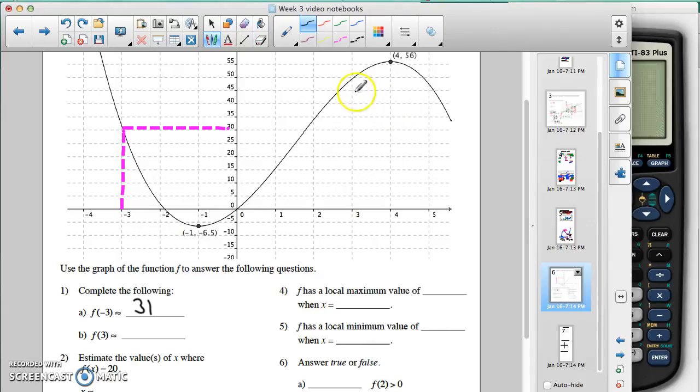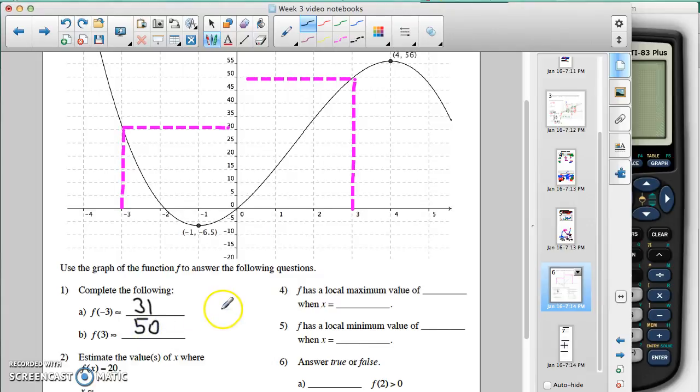f of 3 is also an approximation. If we go up to it as well, we're running up to 3, and we go across. So we're going to get close to 50 there. So I'm going to put approximately 50 on that one. So those are my values approximately.